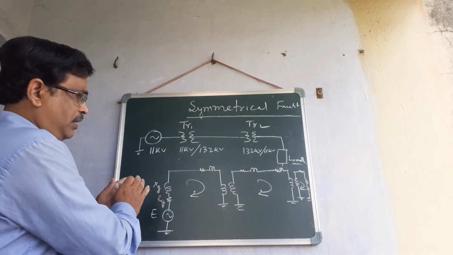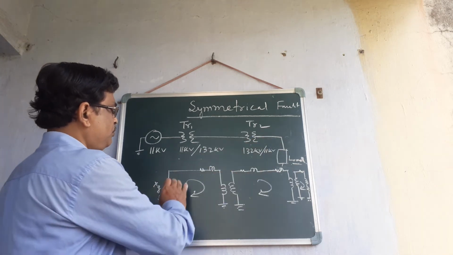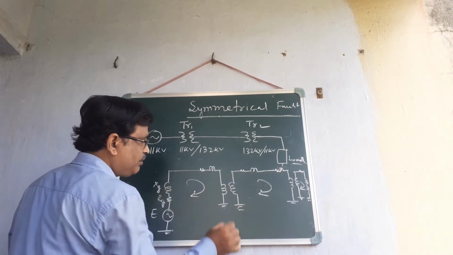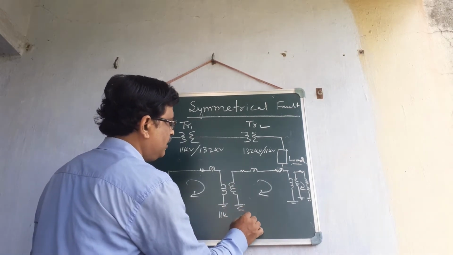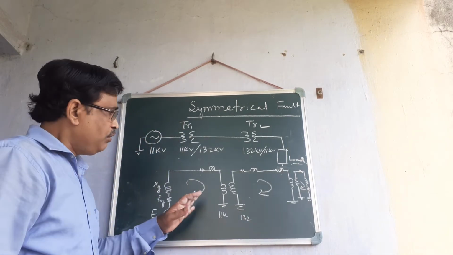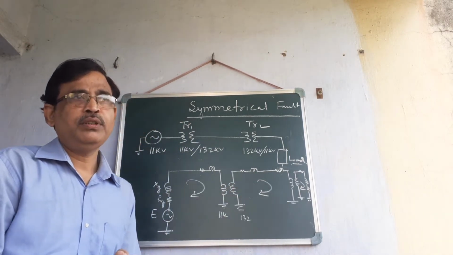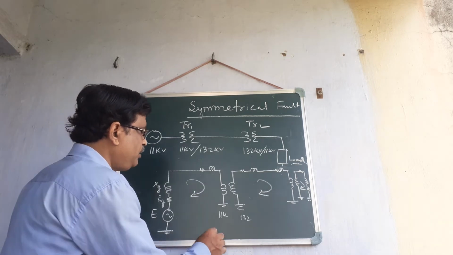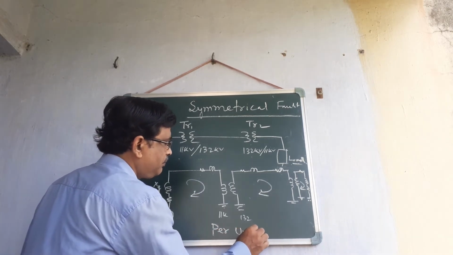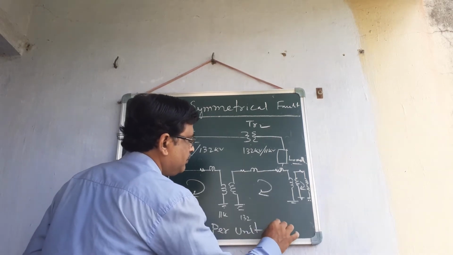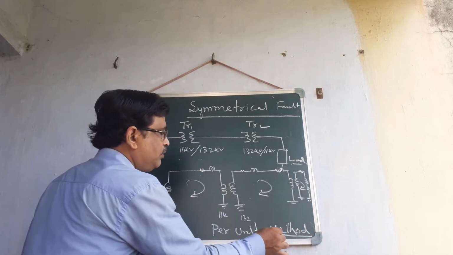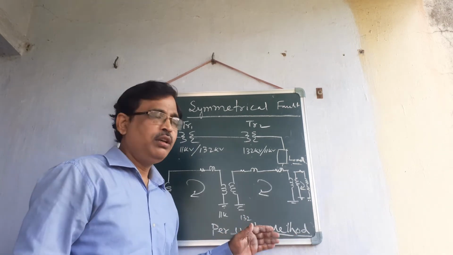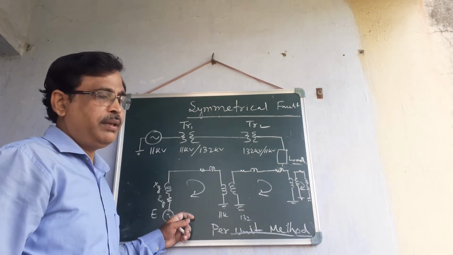So how can you simplify this? Here it is very difficult to solve, quite difficult. Why? Because here it is 11 kV and here it is 132 kV, so the voltage is not the same. To manage this problem, we will use one method, and that is the per unit method. By this per unit method we will be able to solve this type of problem very easily.